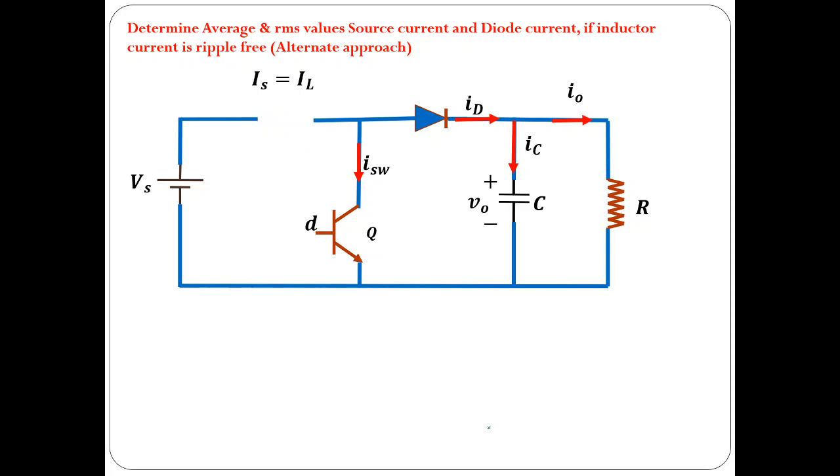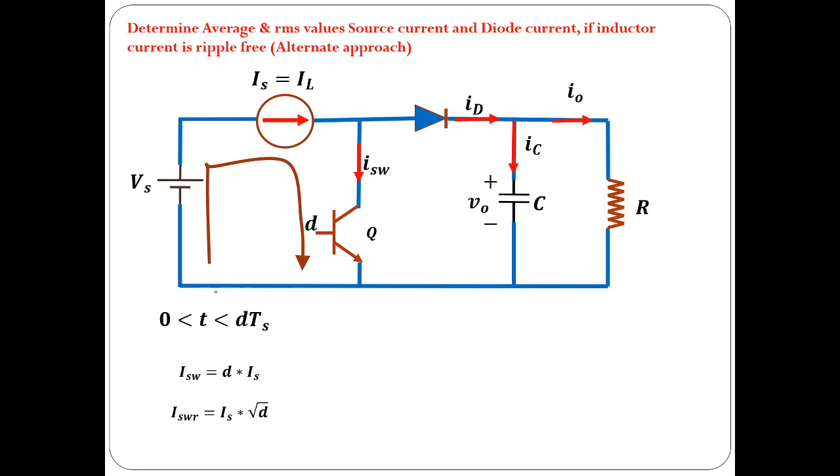Now we know the current through the inductor is ripple free, so you can replace the inductor by a current source with a constant current that is equal to IL. Of course, IL is equal to IS. Now, during the on period, the switch current is the same as the current source current. So the average and RMS values are D into IS and IS into square root D respectively. Similarly, during the off period, that is from DTS to TS, the current source current would take this path as shown in the figure.